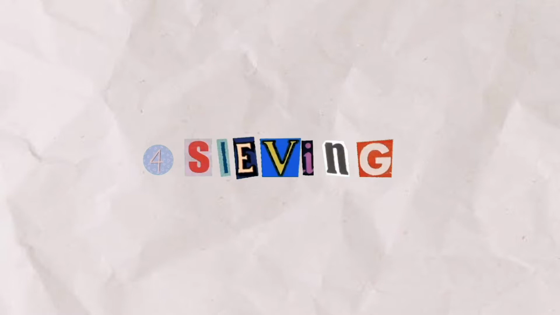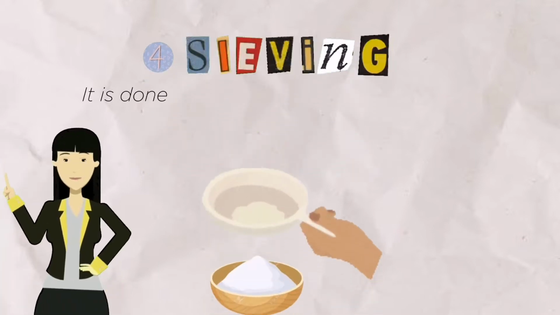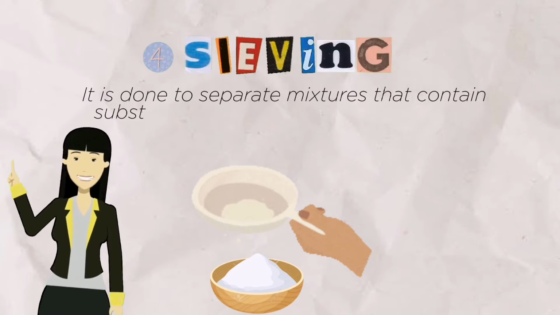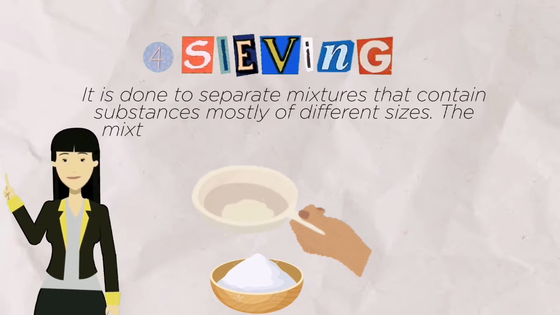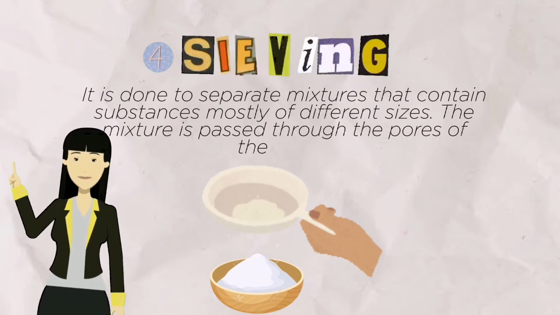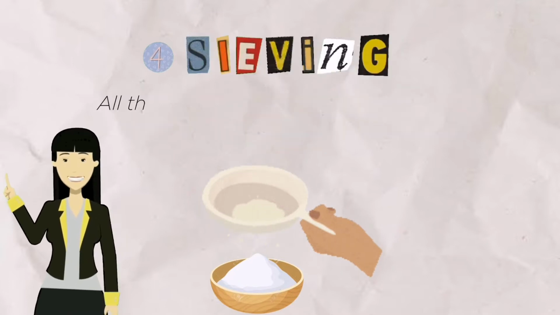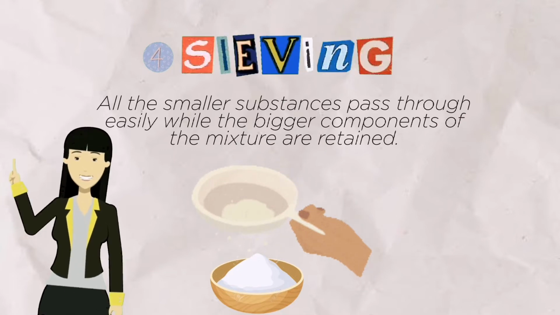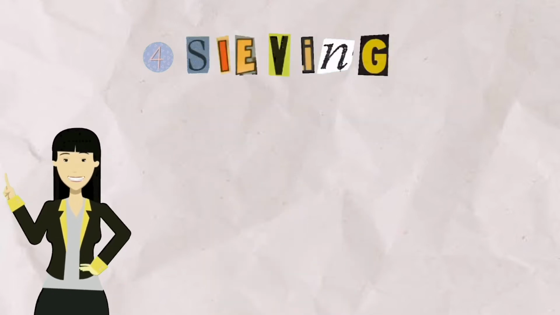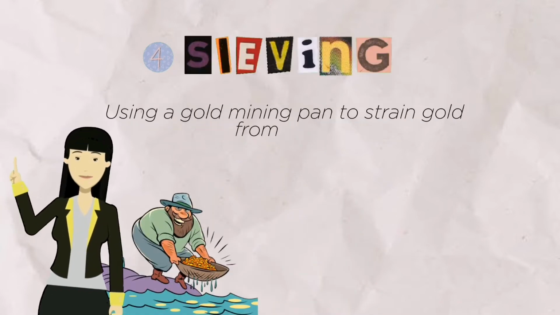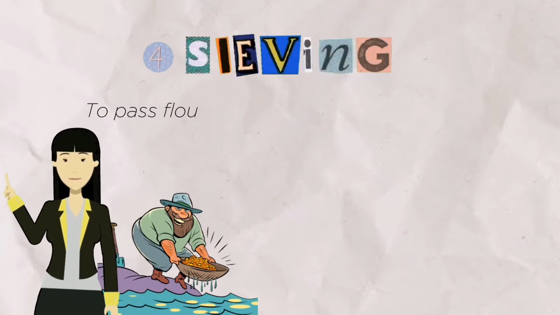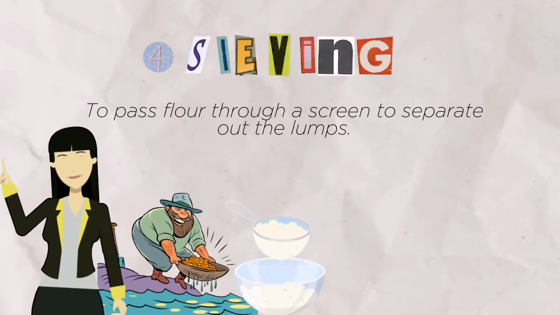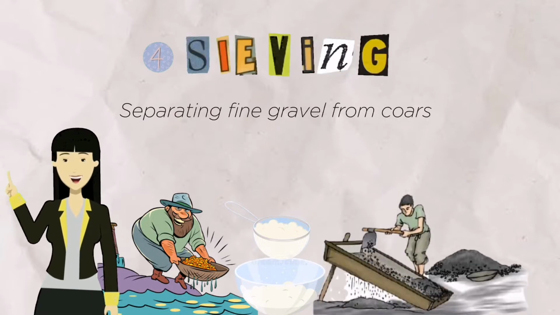The fourth separation technique is sieving or sifting. Sieving or sifting is done to separate mixtures that contain substances mostly of different sizes. The mixture is passed through the pores of the sieve. All the smaller substances pass through easily while the bigger components of the mixture are retained. Examples of sifting are using a gold mining pan to strain gold from sand, passing flour through a screen to separate out the lumps, and separating fine gravel from coarse gravel.